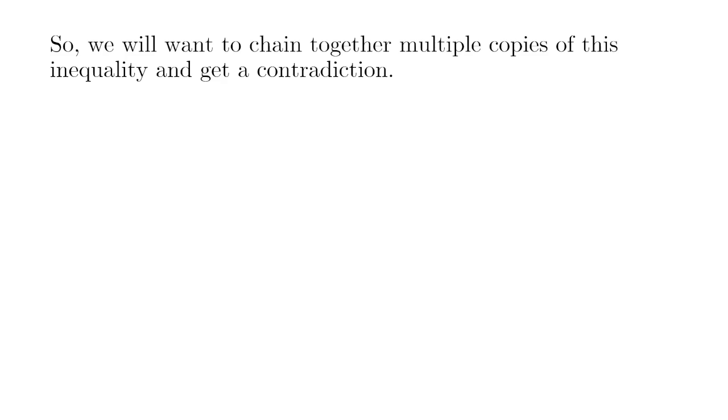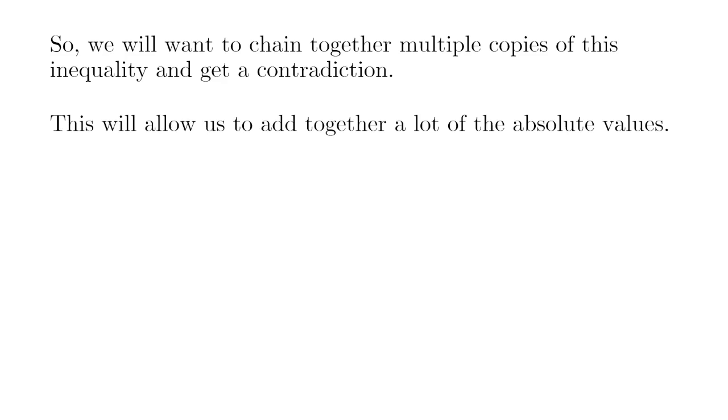So we will want to chain together multiple copies of this inequality and get a contradiction, since this will allow us to add together a lot of the absolute values and artificially create a large number on the right hand side, which is the part that's supposed to be smaller.